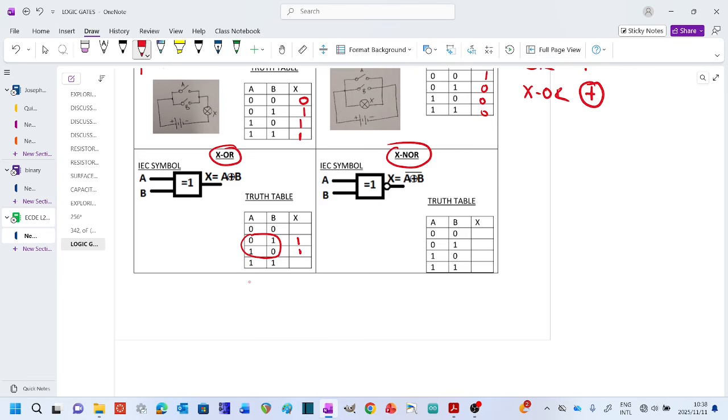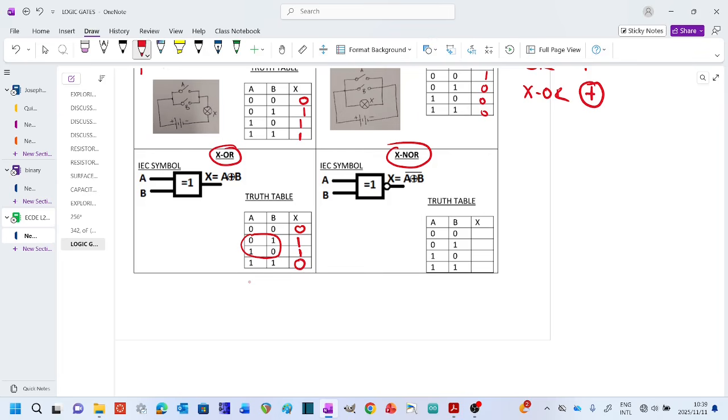If they have the same logic, it's a 0. It doesn't matter if it's a 1. If they both share the same logic, like here, that's a 0. Here they share the same logic, that's a 1. It's still a 0 on the output. So for you to obtain a 1 in the output, both inputs must have a different logic, opposite logic.